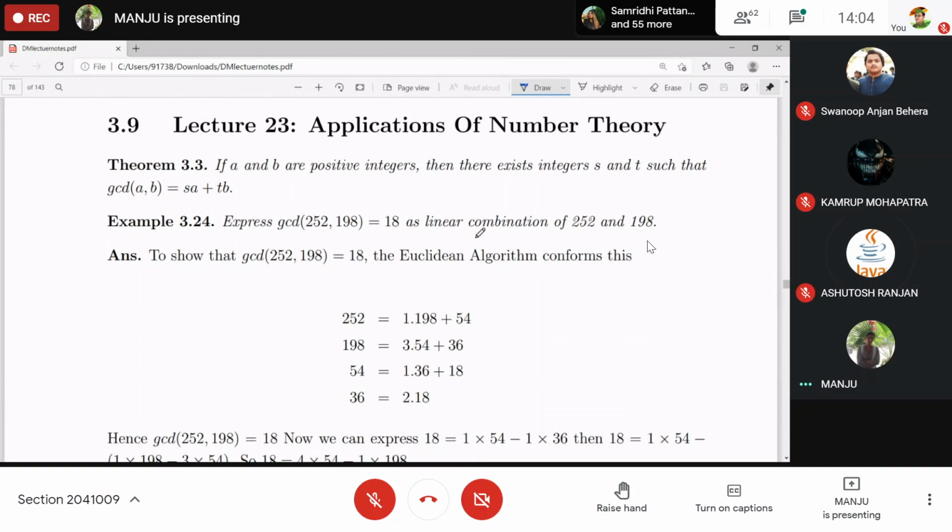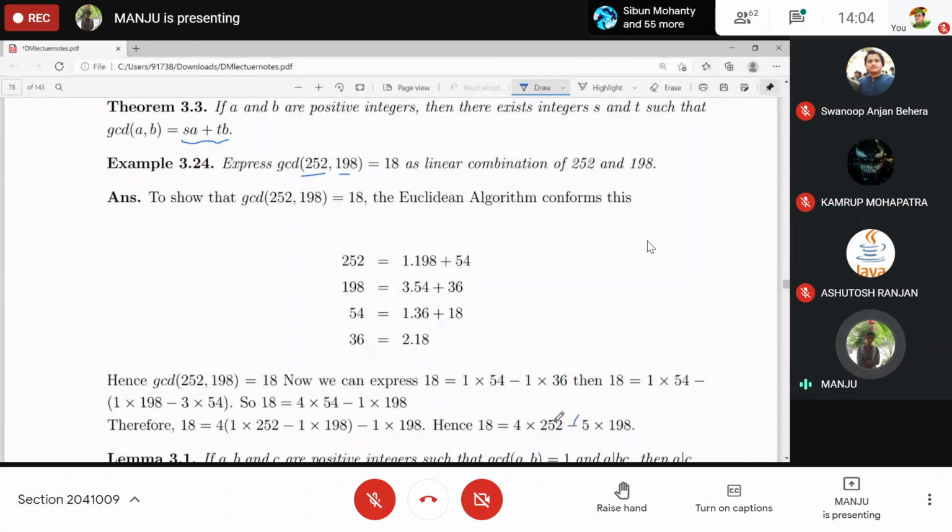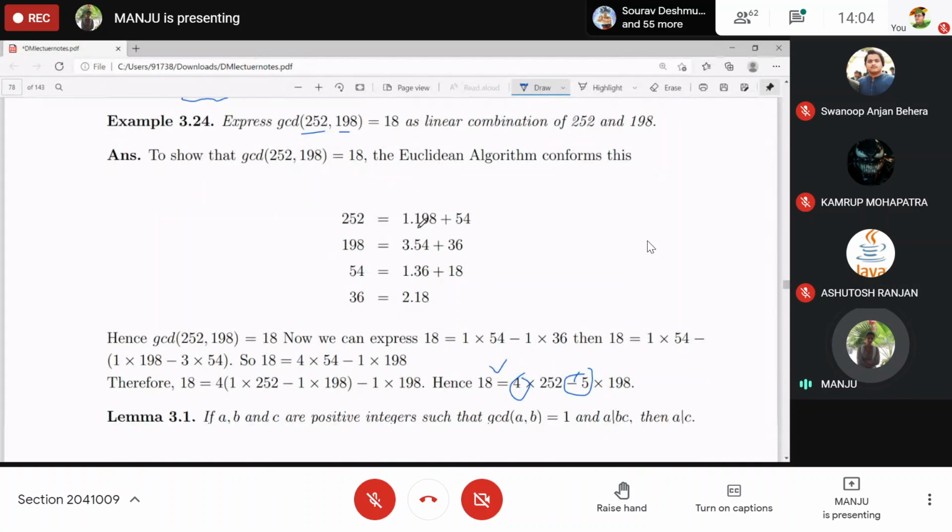The GCD of A and B you can write as a linear combination of A and B. What do I mean by that linear combination? You can find some integers S and T such that you can write S into A plus T into B. Like here, the GCD of 252 and 198 is 18. So you can find some numbers, 252 into 4 and 198 into minus 5. This is equal to 18. Hence 18 is a linear combination of 252 and 198.